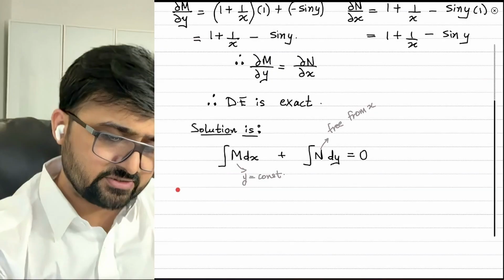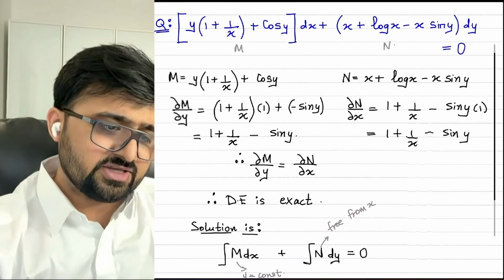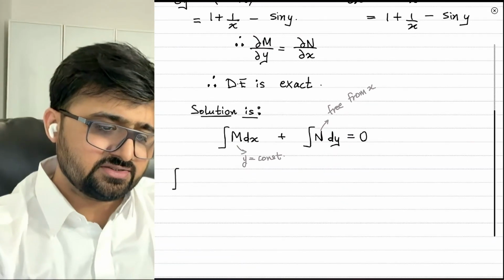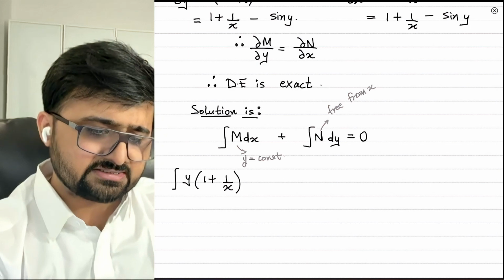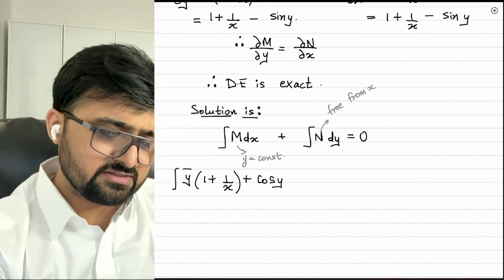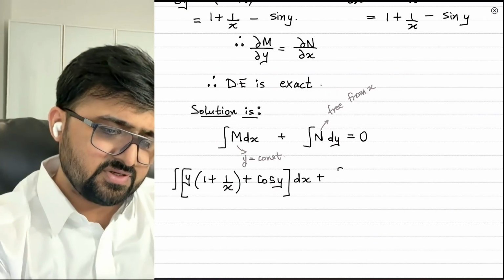let's substitute the values. So we have integration of m. So m is y times 1 plus 1 over x plus cos y. And this whole thing is getting integrated with respect to x, plus integration.